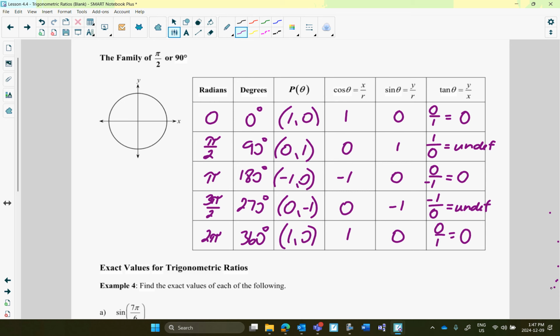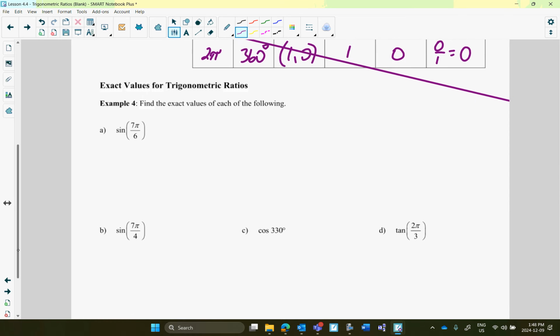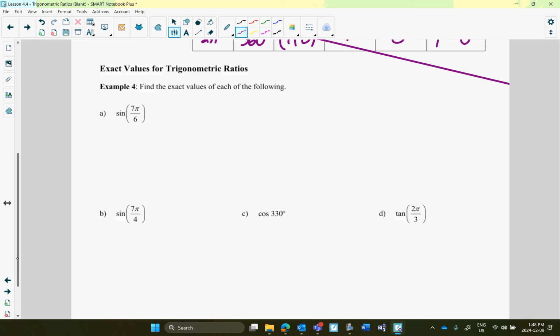And we can use all these to find angles in the other 3 quadrants. So let's just start with a few. And now this is sort of the big part. Now we're going to actually start evaluating some of these. So here's what I do.